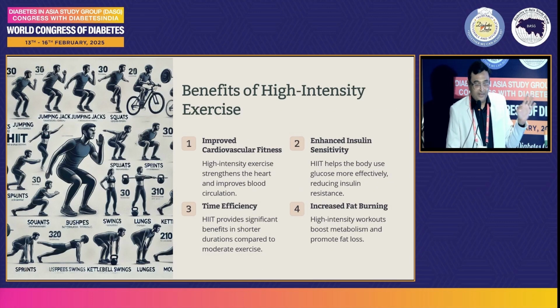So there are a lot of high intensity exercise benefits: improved cardiovascular fitness, and insulin sensitivity is increased in a very short interval of time, 4 minutes. There are trials which have been performed, just 10 seconds of peak has shown benefits. Increased fat burning is also one of the benefits.